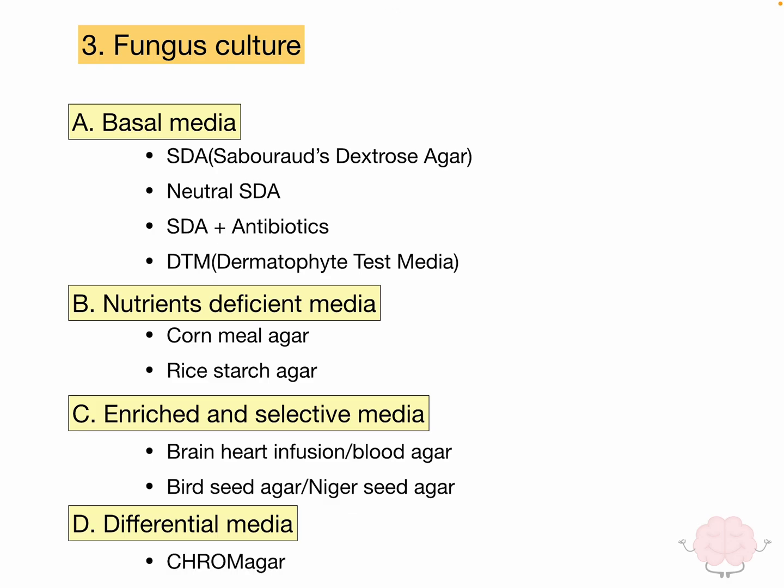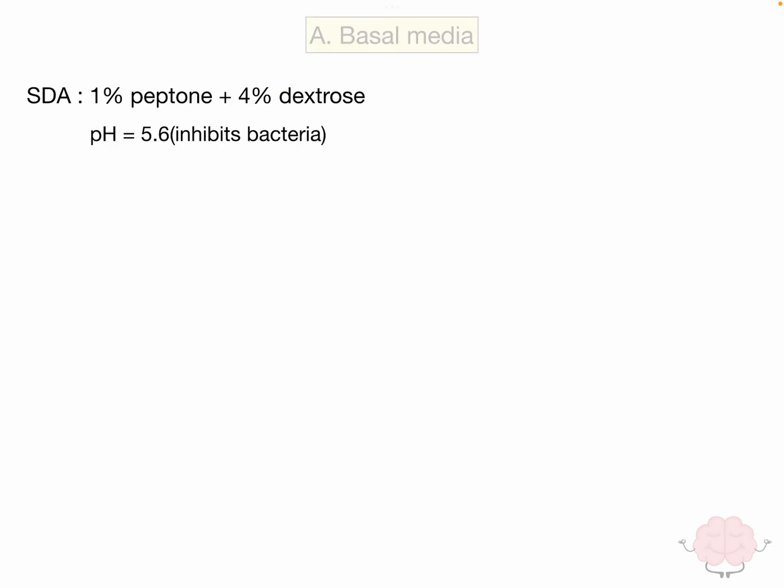Let's discuss each one of these in a little greater detail. Starting with the basal medium, the SDA. This Sabouraud dextrose agar contains 1% peptone and 4% dextrose. Its pH is 5.6, so it's slightly acidic. So it inhibits the bacteria and it's ideal for fungal growth.